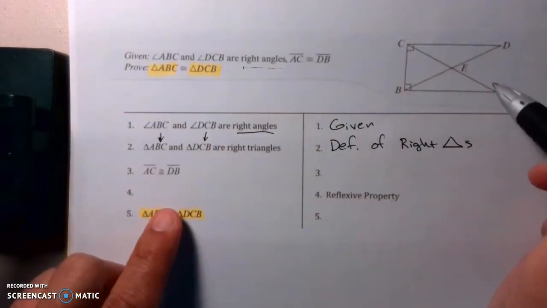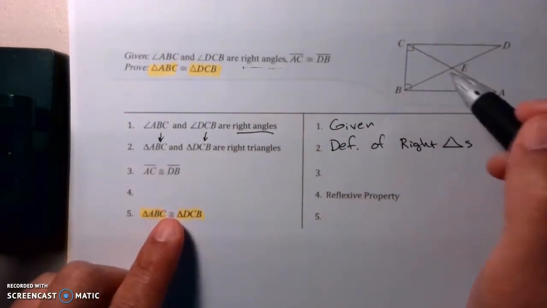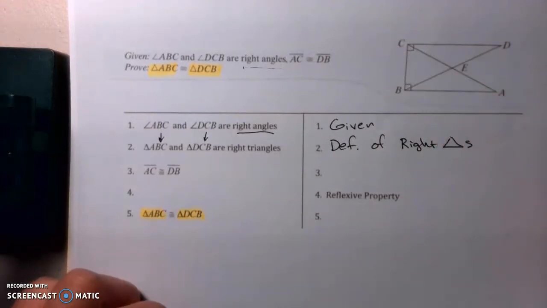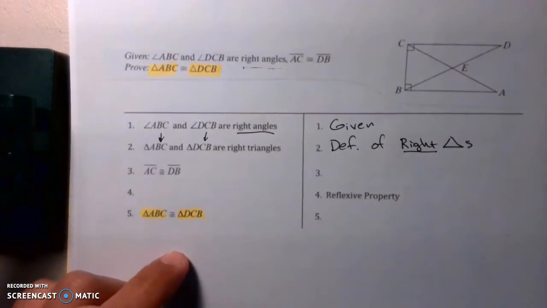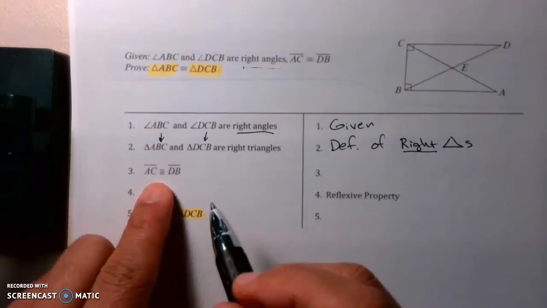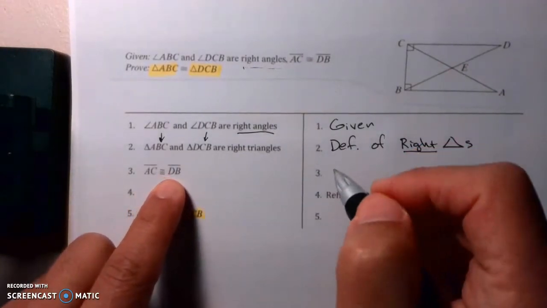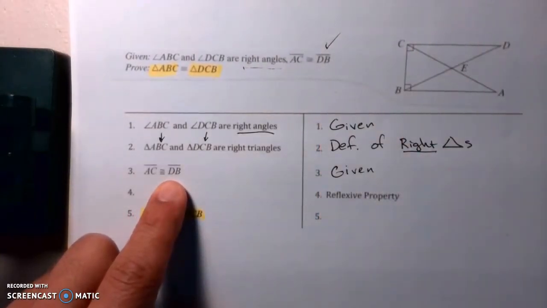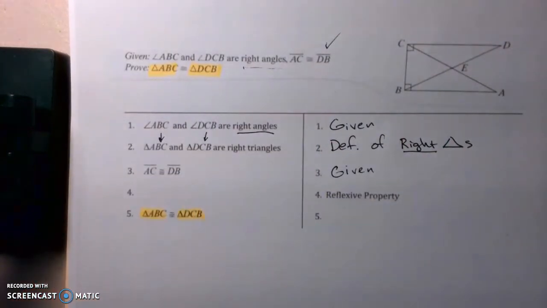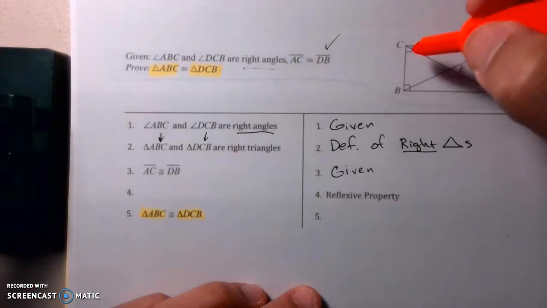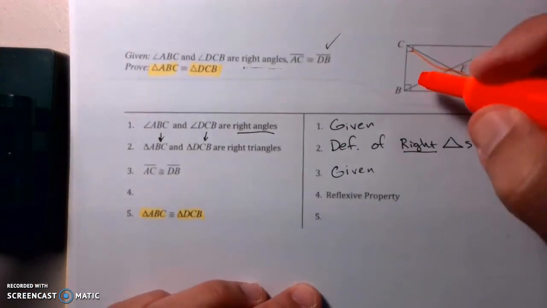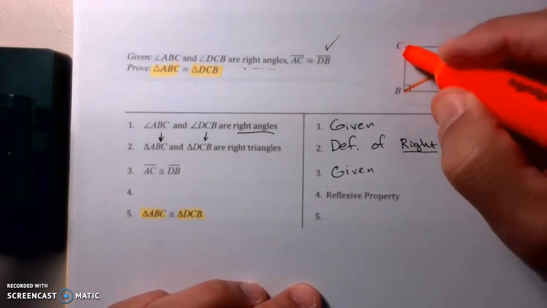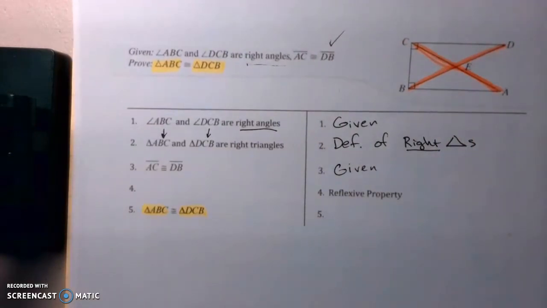All right, so that's going to be critical because later on, now that we know that these are right triangles, we're going to use hypotenuse leg. And again, hypotenuses are only in right triangles. Let's go on. Step 3 here. AC is equal to DB. That's in the given right there. And if I look at the picture here, AC and DB. So this is AC here, this orange line, and DB here. These orange lines are congruent.